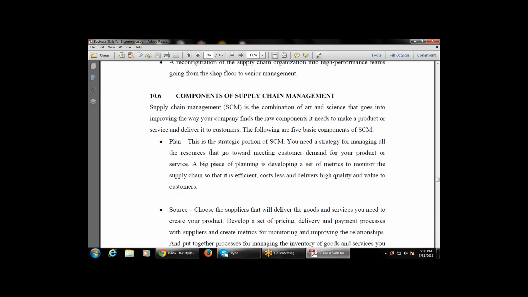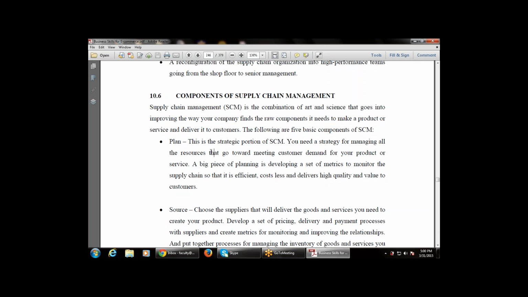Metrics means using various hit and trial. If I use this one, then this is the result. If I use this one, this is the result. So a big piece of planning is developing a set of metrics to monitor the supply chain. Then this is the first step, planning.